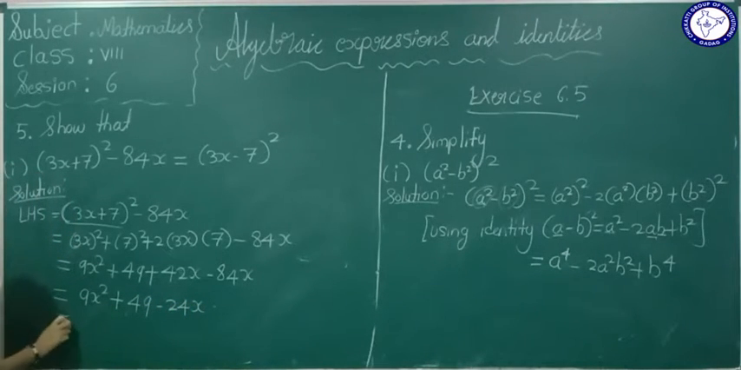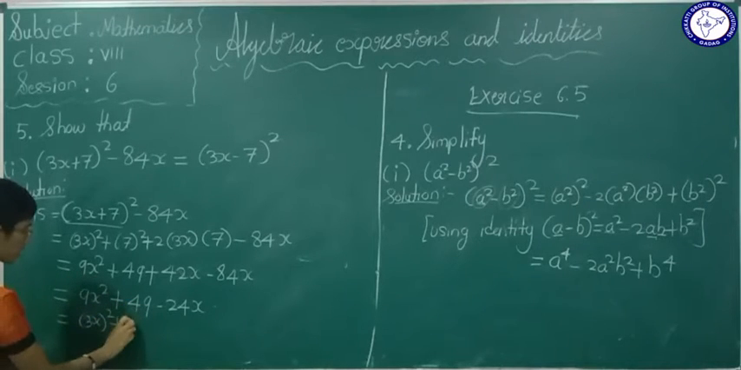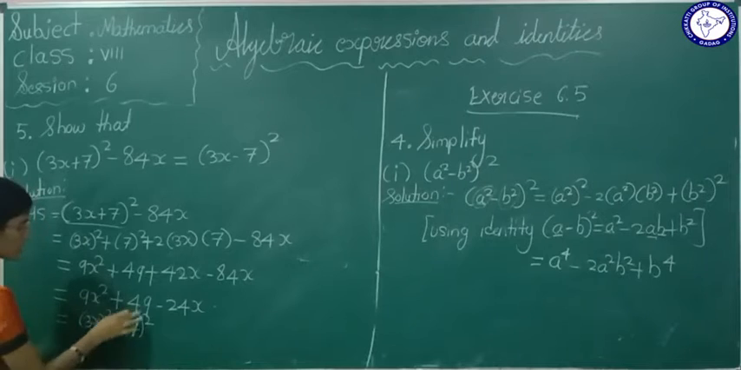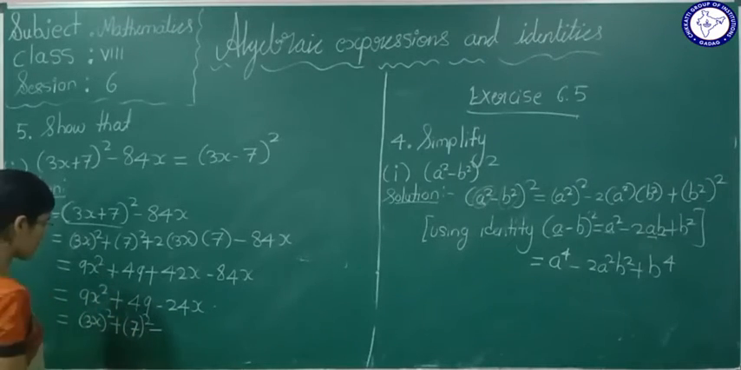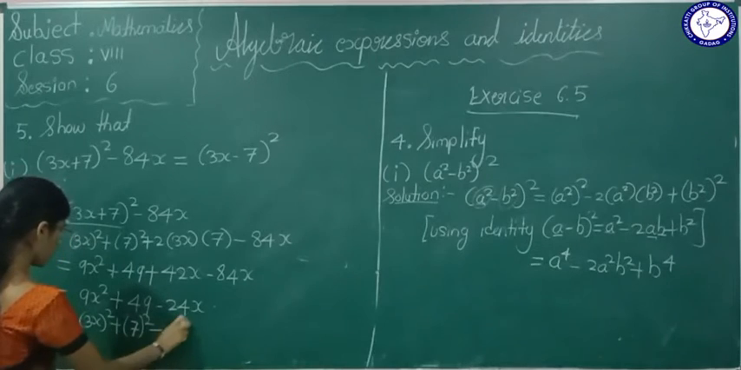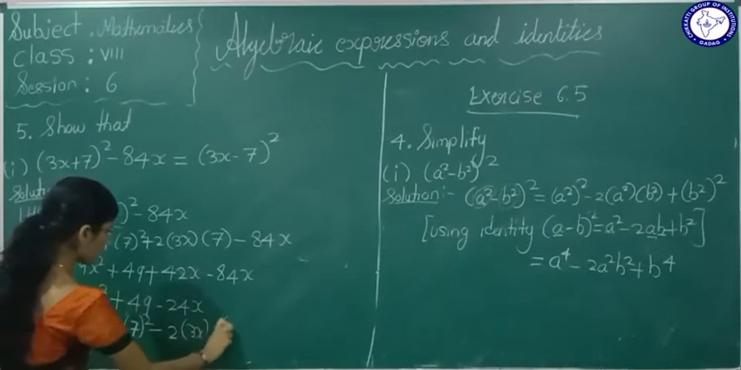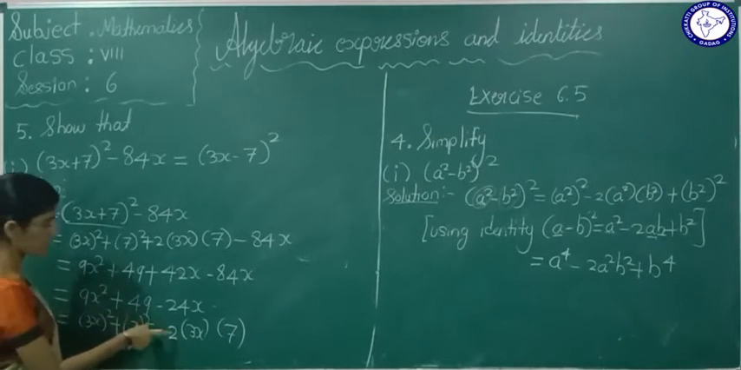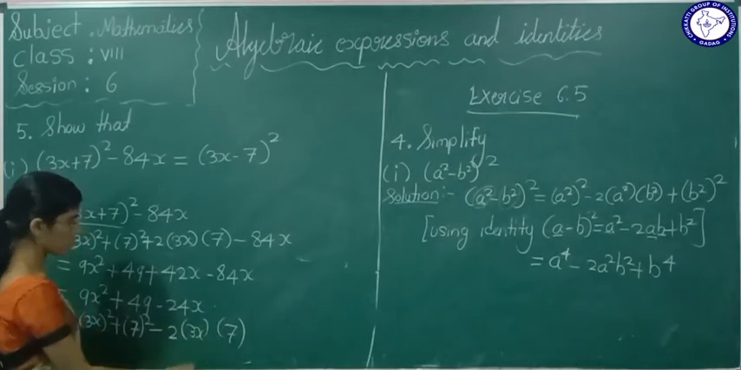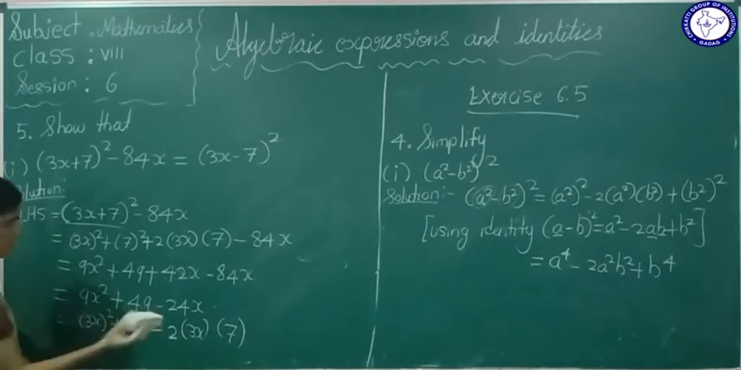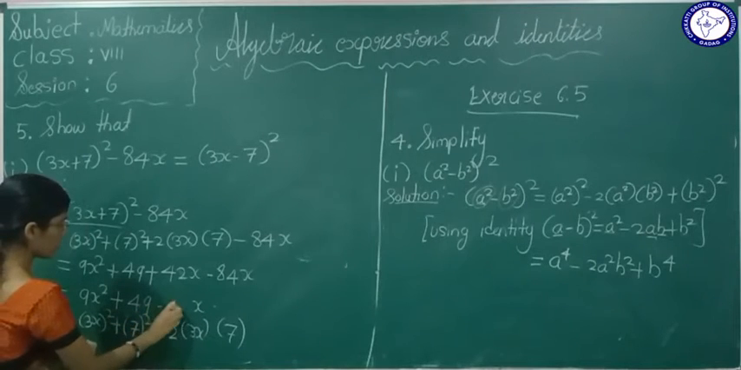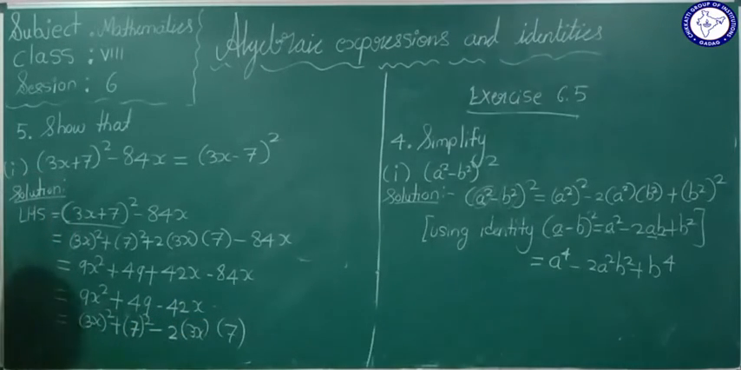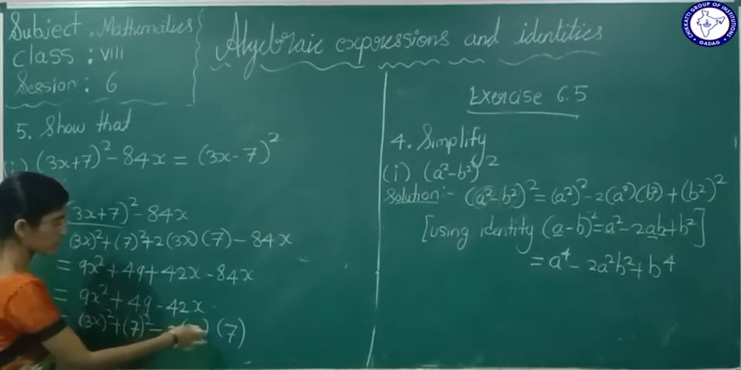Now see here student, here 9x the whole square can be written as (3x) the square plus, okay. So this 49 can be written as 7 the whole square, 7 7s are 49, minus 2 multiplied by 3x multiplied by 7. Now 3x into 3x is 9x square, 7 7s are 49, 2 3s are 6, 6 7s are 42. I wrote wrong here, it will be 42.